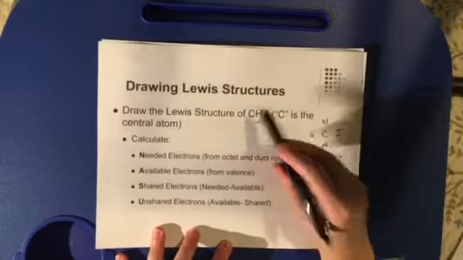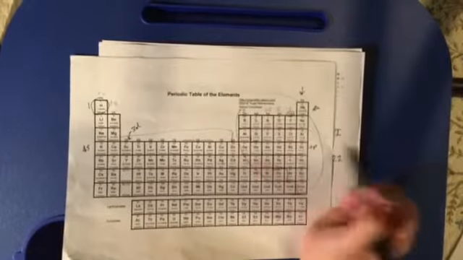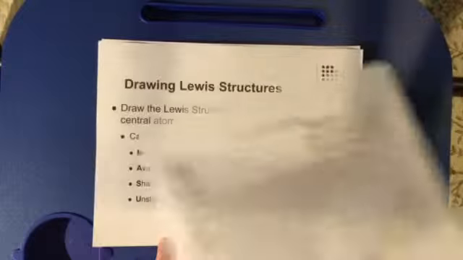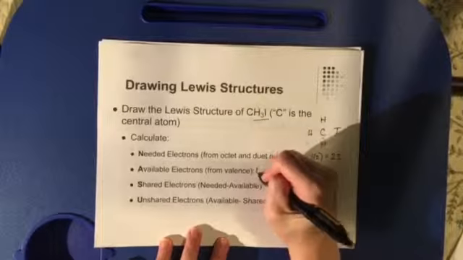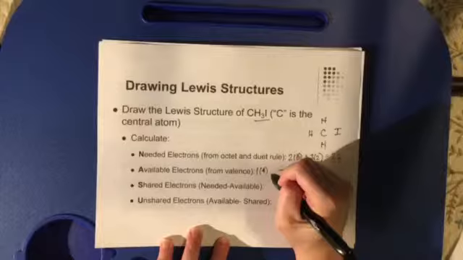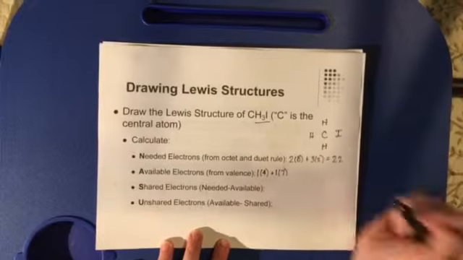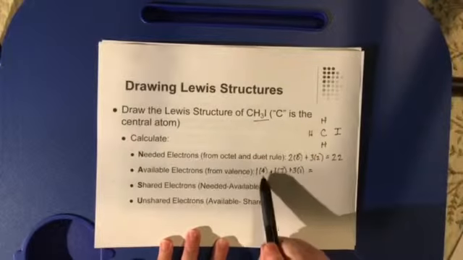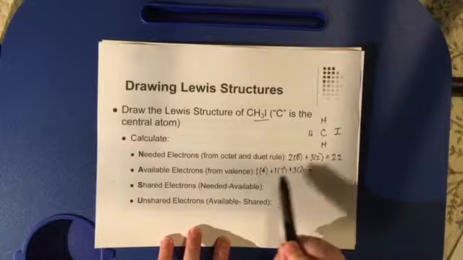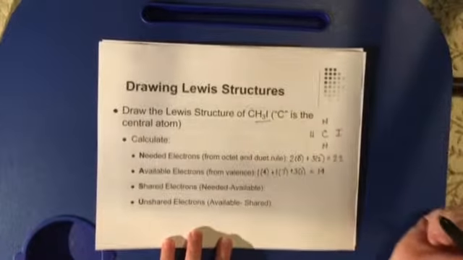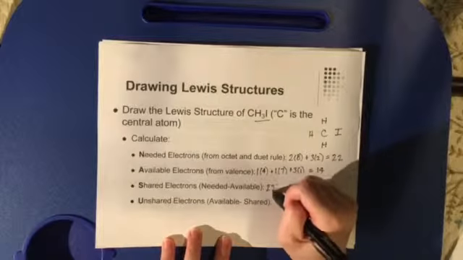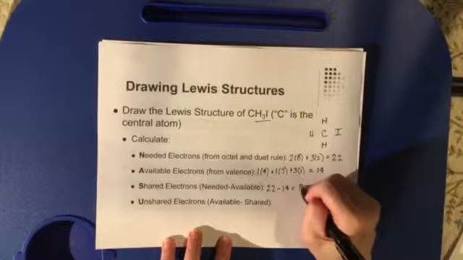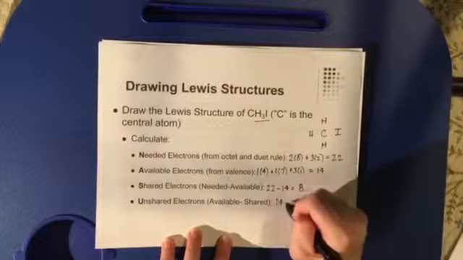Available carbon is in group 4A, so it has 4. Iodine's in group 7. It has 7. Hydrogen has 1. And so we've got 1 carbon that has 4. We've got 1 iodine that has 7. We've got 3 hydrogens that have 1. So that's 7 plus 3, 10, 14. I'm going to take the difference. That has to be shared. 22 minus 14 equals 8. The difference will be unshared.